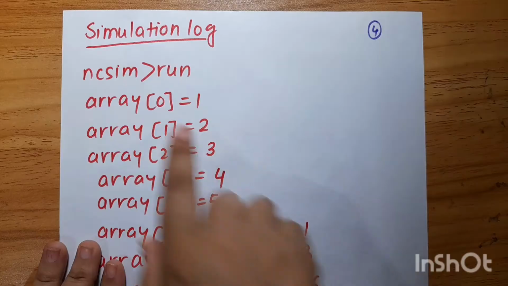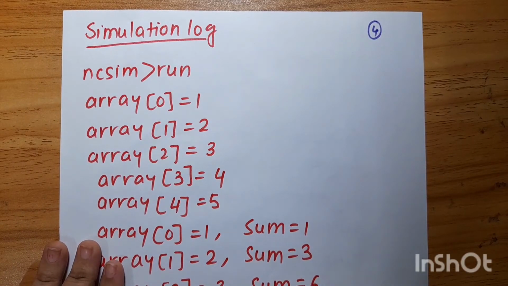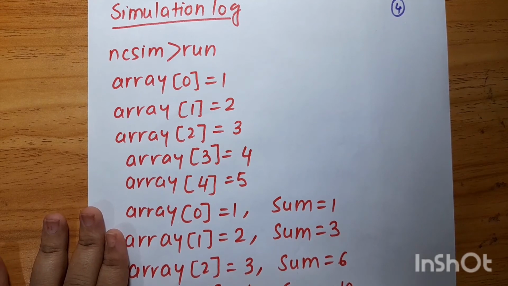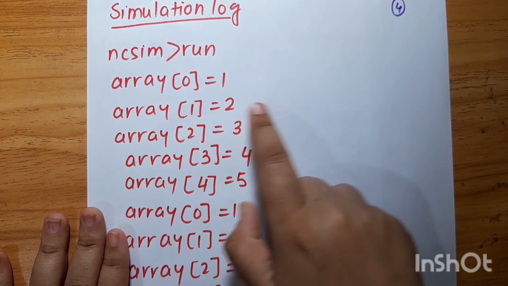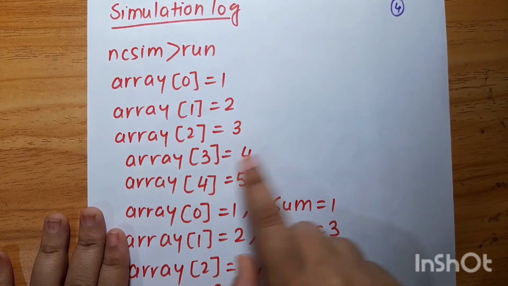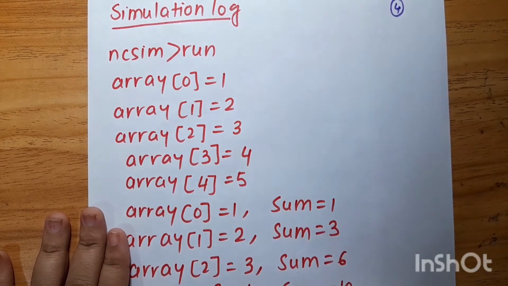Okay, now here is the simulation log I have shown. When you run those sets of statements, for the first foreach, what did it do? It was a single statement. Array element 0 is 1, array element 1 is 2, array element 2 is 3, array element 3 is 4, array element 4 is 5. This is how the display has happened.